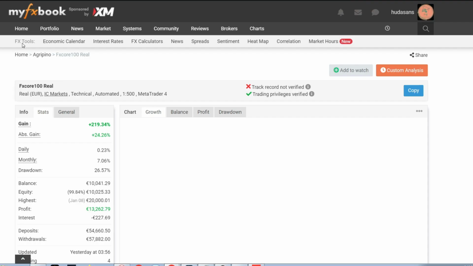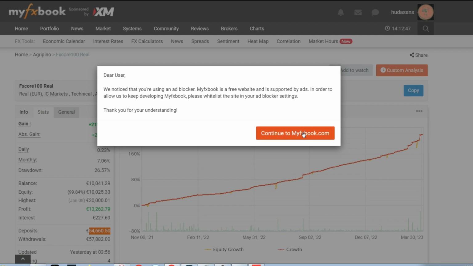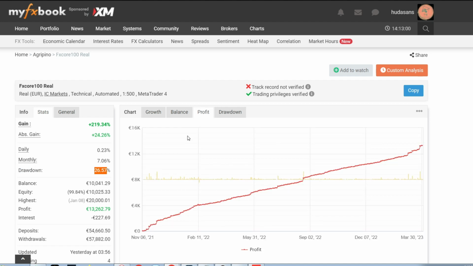I will also show you the results of Forex trading using FX Core 100 from 2021. With a capital of €54,660, the resulting profit is €13,262, or 219.34%. The resulting drawdown is 26.57%. For profit growth you can pay attention to this chart.